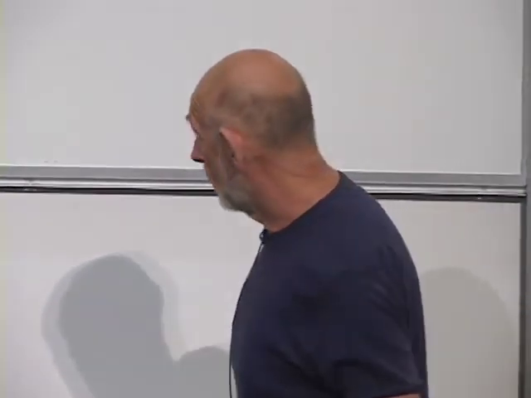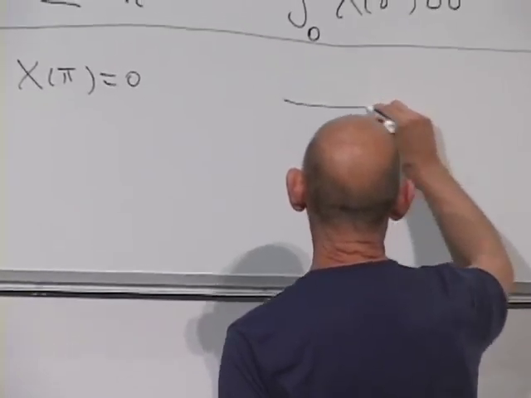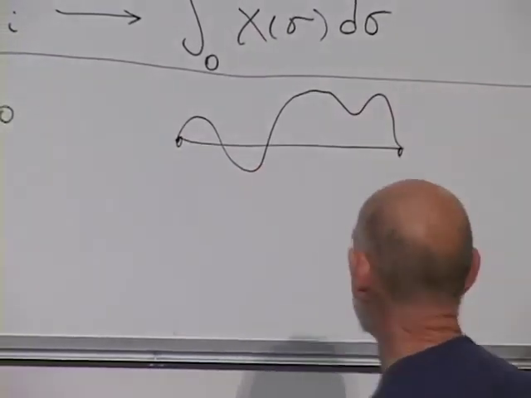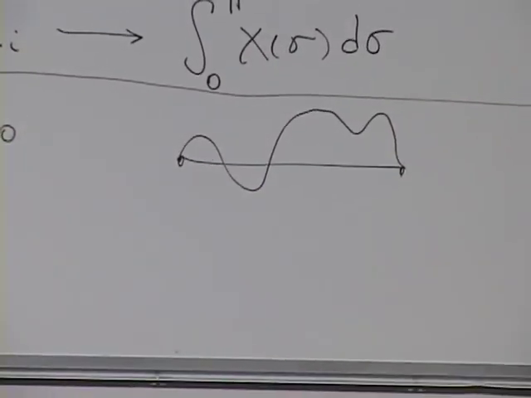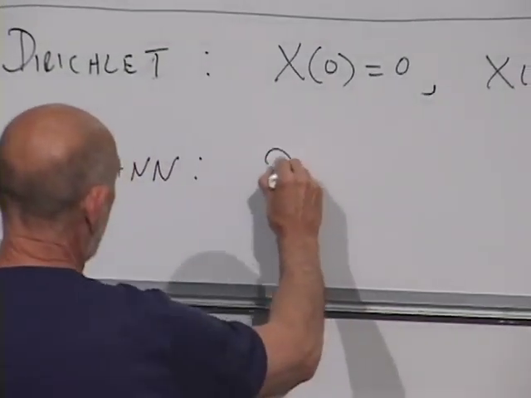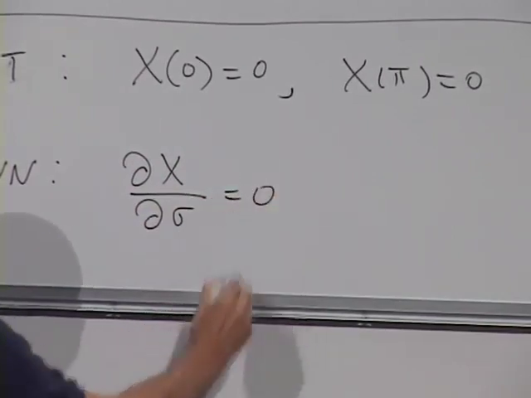But at the moment, I'm not doing physics. I'm doing just some mathematical facts. Neumann boundary conditions are the statement that the derivative of the function is 0 at the endpoints. So let's first draw a Dirichlet function. A Dirichlet function might look like this. It's pinned down at the endpoints, and so x at the endpoints is 0. For Neumann functions, the derivative of x with respect to sigma is equal to 0.